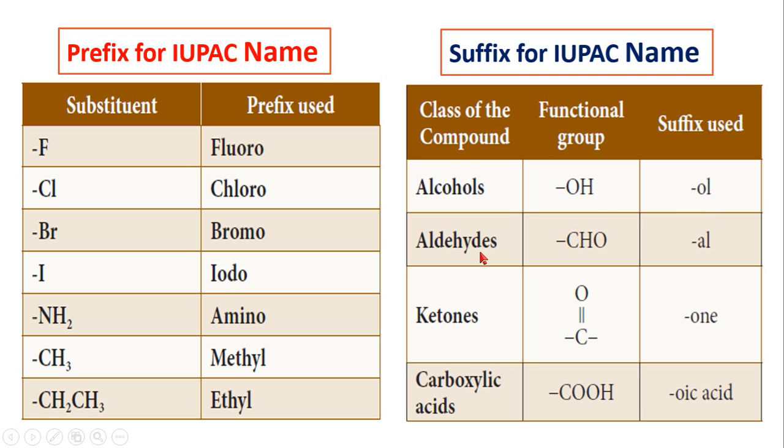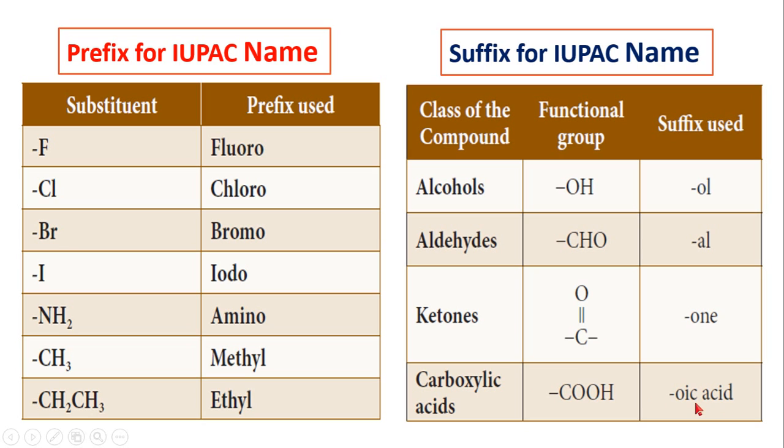And the aldehyde is CHO. The suffix used is AL. Ketone, CO. The functional group is CO. And here it is completed, the suffix used is ONE. That is, for example, propanone. Carboxylic acid, COOH. The functional group is COOH. The suffix used is oic acid. For example, if it contains 3 carbon atoms, it is propanoic acid.